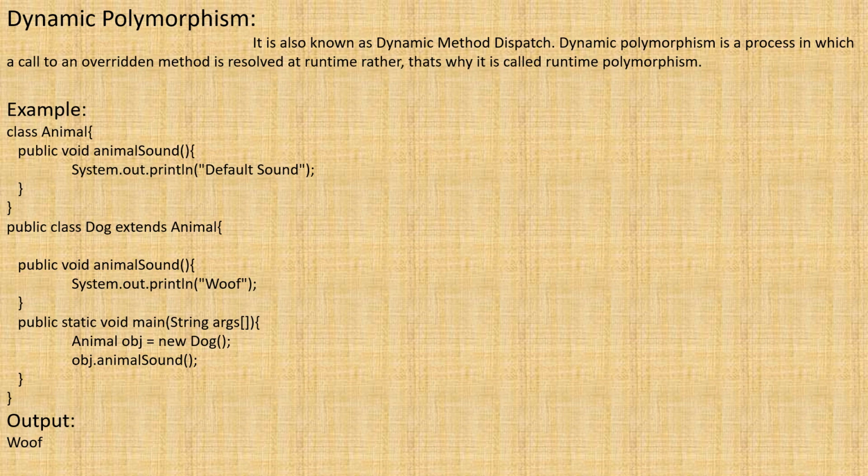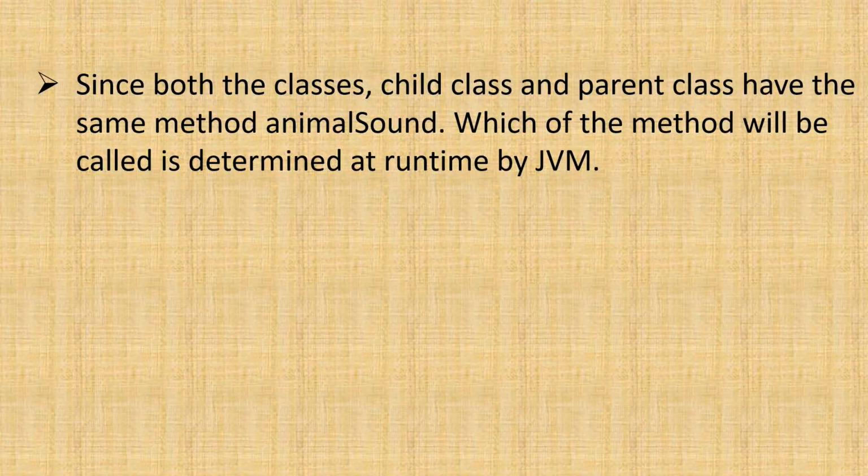Dynamic polymorphism is also known as dynamic method dispatch. Dynamic polymorphism is a process in which a call to an overridden method is resolved at runtime rather than compile time. That's why it is called runtime polymorphism. Here is an example for dynamic polymorphism. Since both the child and parent classes have the same method animalSound, which method will be called is determined at runtime by the JVM.